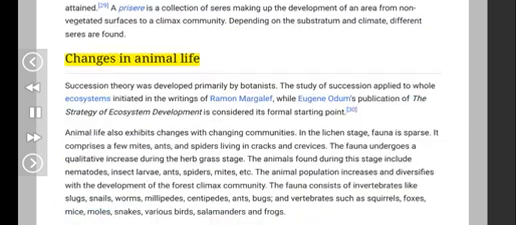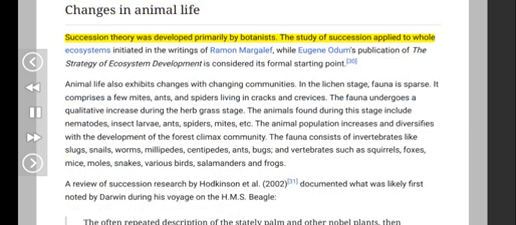Changes in animal life. Succession theory was developed primarily by botanists. The study of succession applied to whole ecosystems was initiated in the writings of Ramon Margalef, while Eugene Odum's publication of the Strategy of Ecosystem Development is considered its formal starting point. Animal life also exhibits changes with changing communities.